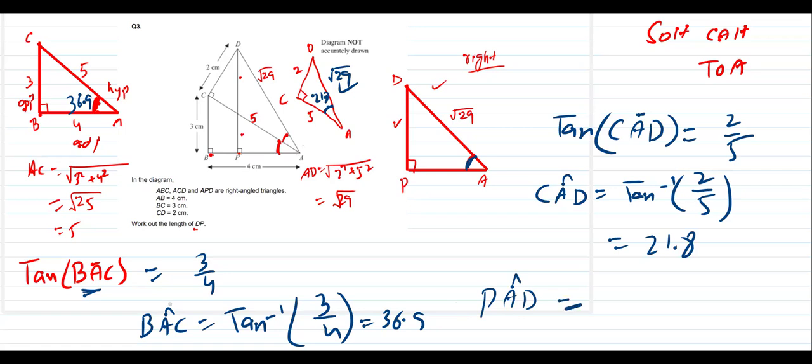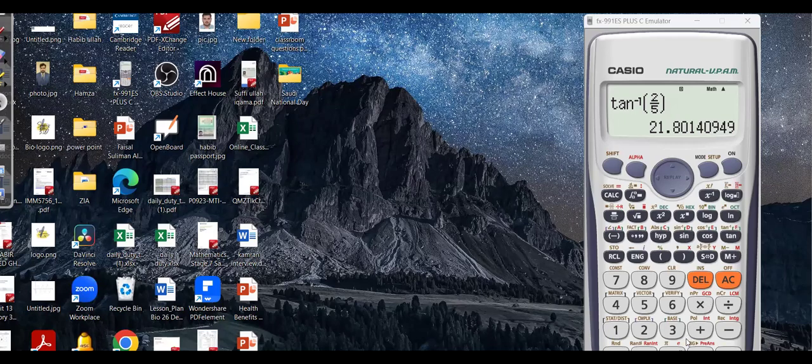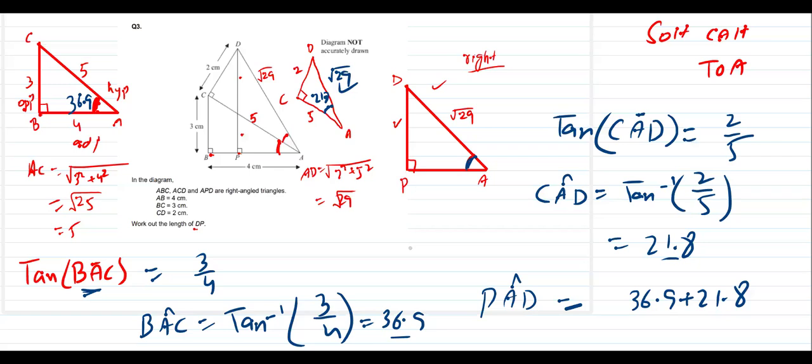What will it be? It will be this angle plus this angle. You can say it is 36.9 plus 21.8. So we are going to have 58.7. It means now this angle is 58.7.